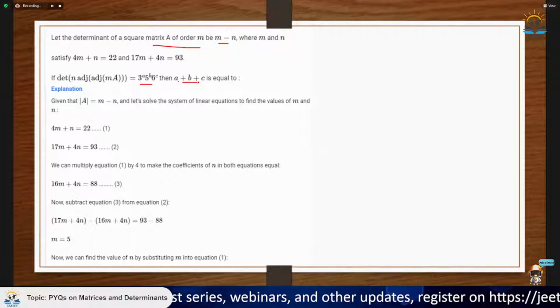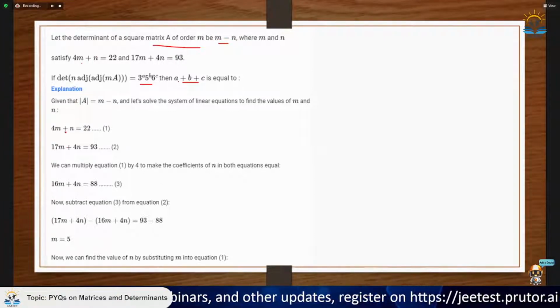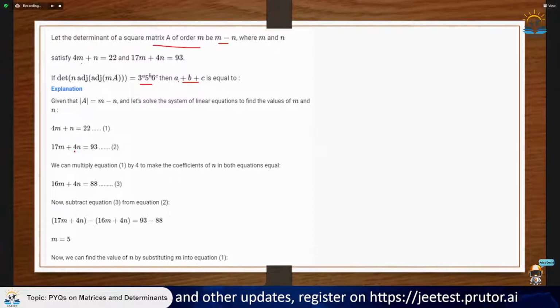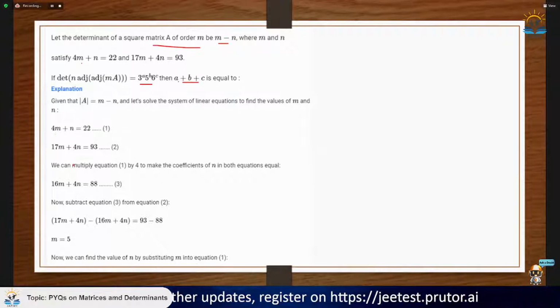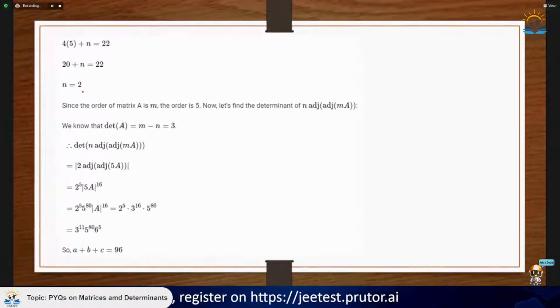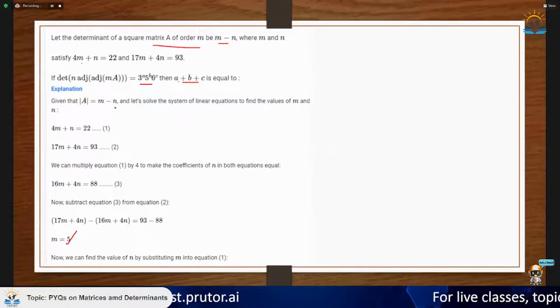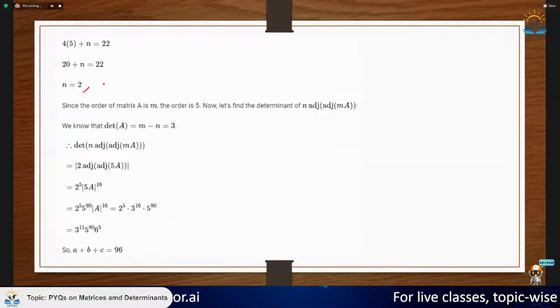तो सबसे पहले तो मैं वही करूंगा कि I have two equations, two variables. I can easily solve them to get the value of m and n. So solve these two equations and you will get the value of m is 5 and n is 2. So basically you got the value of the determinant, which was m minus n, and the value of determinant is equal to 3. Now they are saying n times adjoint of mA. So that's what is written here.